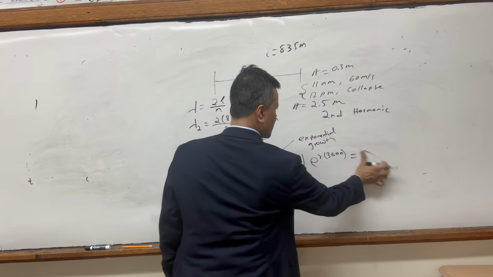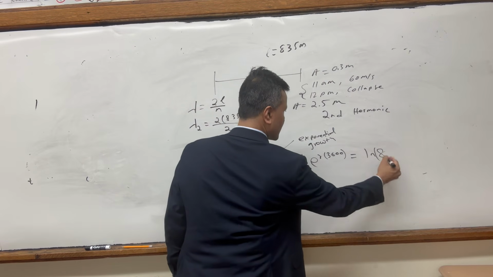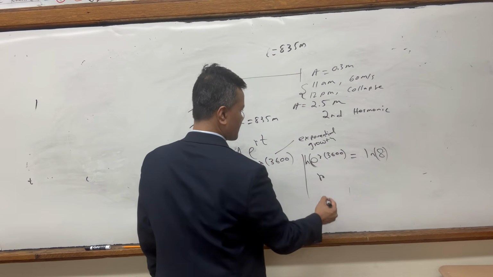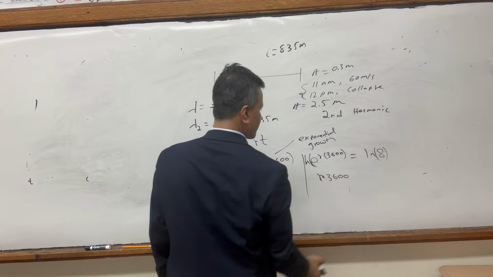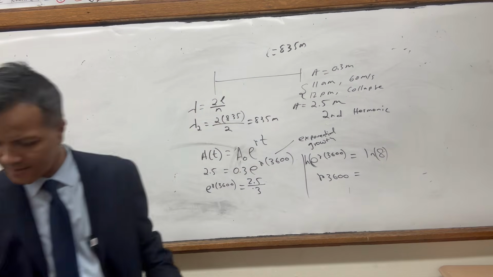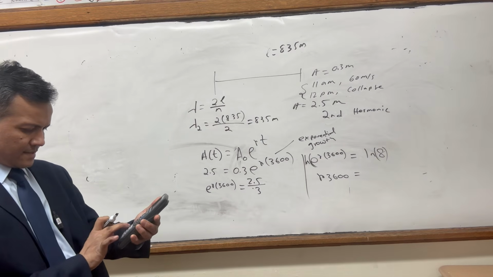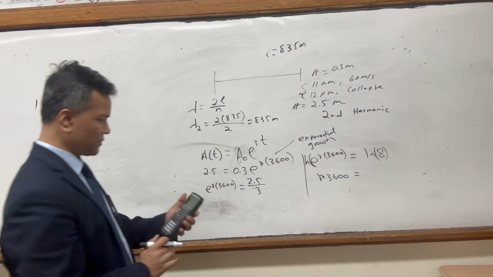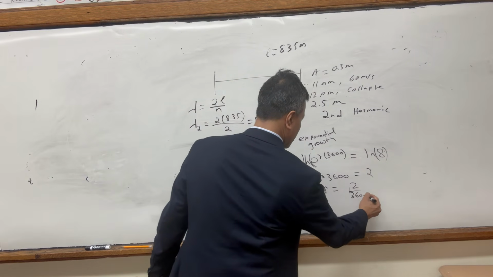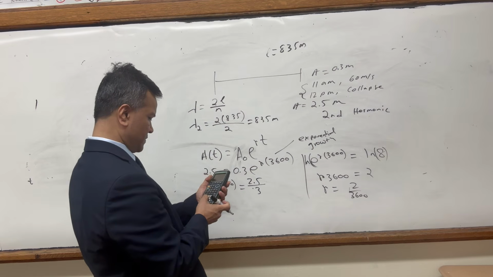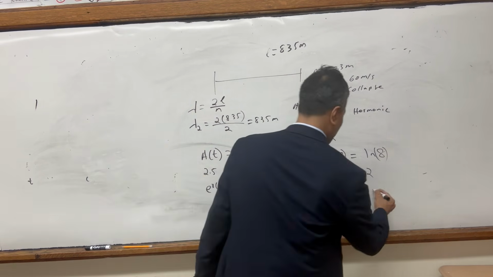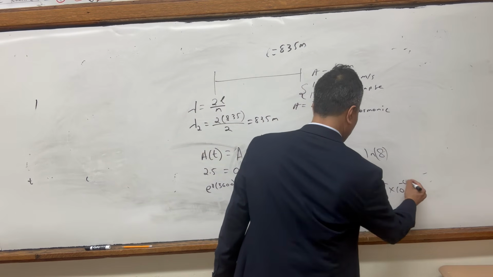So we're going to take ln of both sides, so ln and e cancel. So r times 3600 is equal to ln 8. ln 8 is 2. So r is 2 over 3600. 2 divided by 3600 is 5 times 10 raised to negative 4.